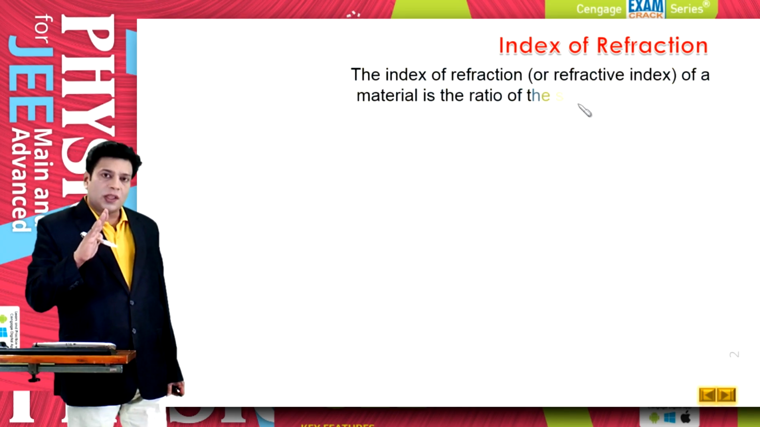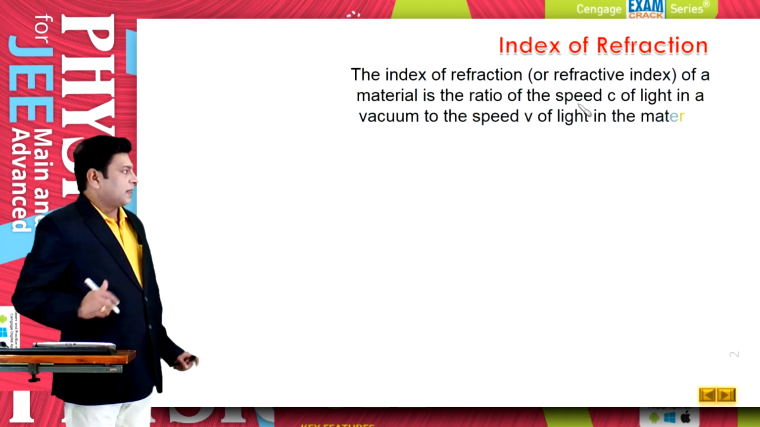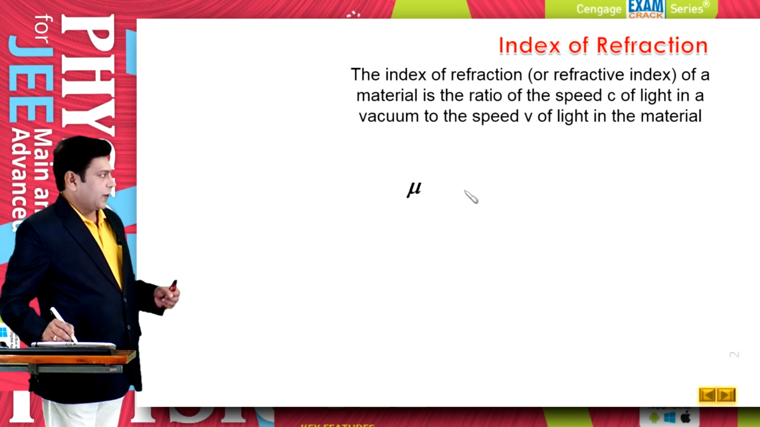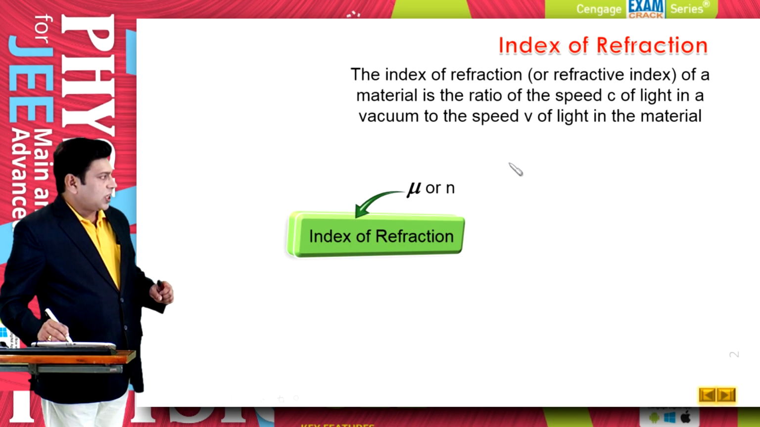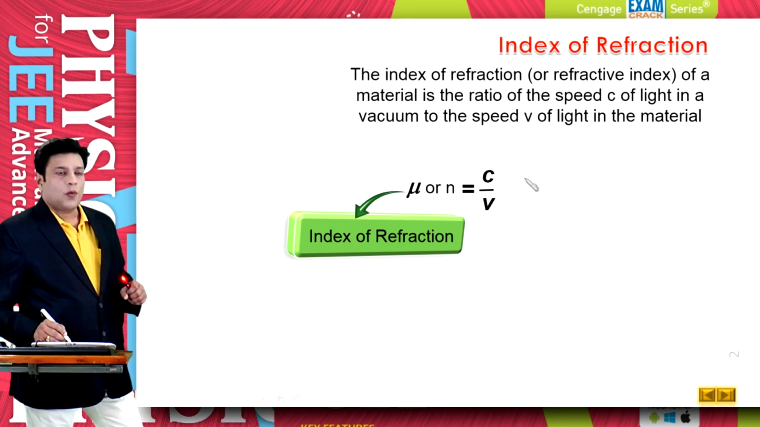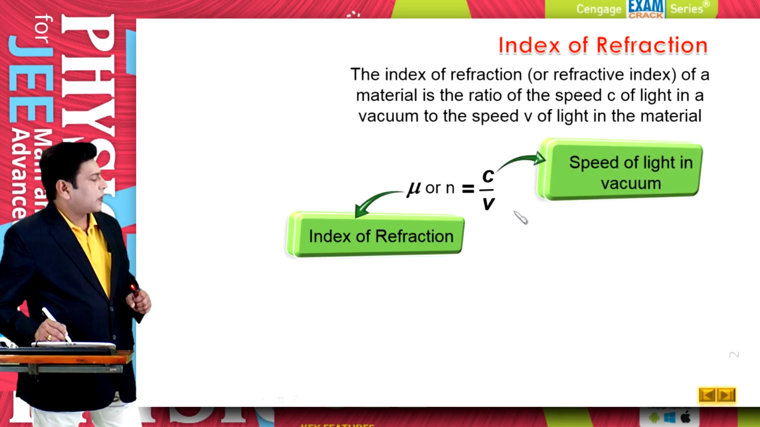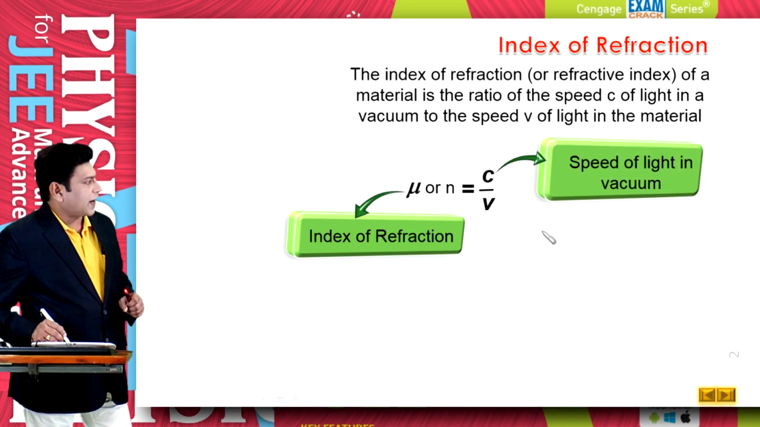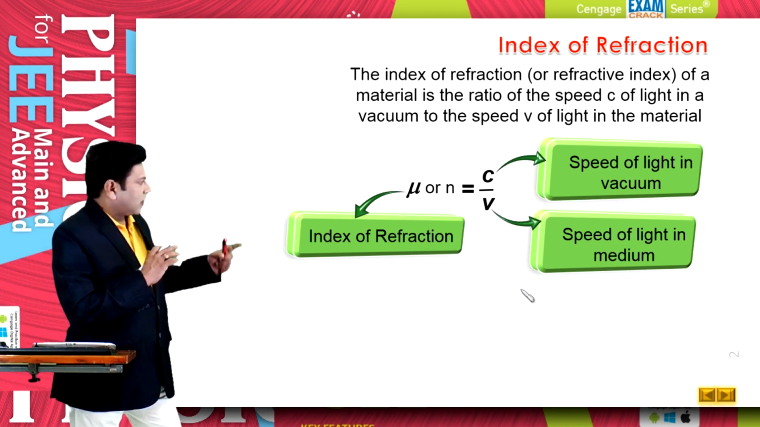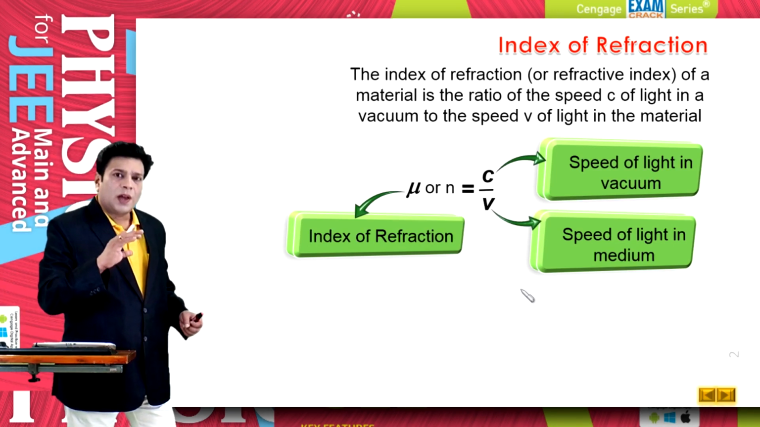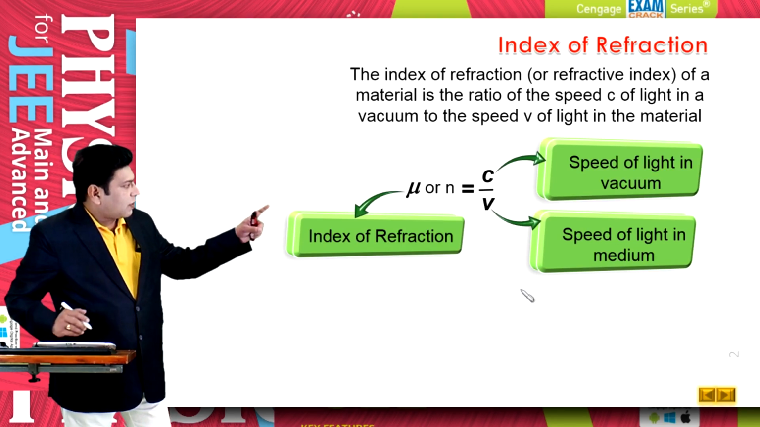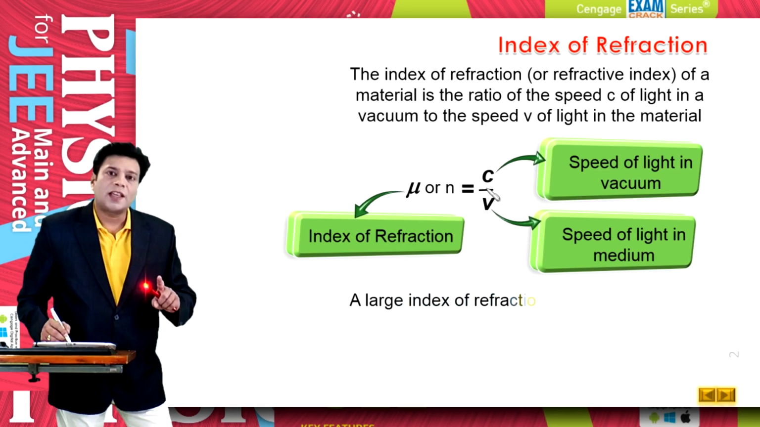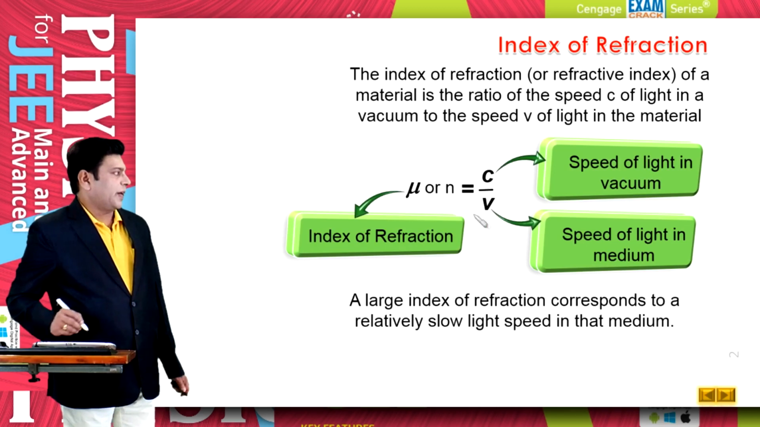We denote this property by the symbol mu or n. So we can write mu equals c divided by v, where c is the velocity of light in the vacuum and v is the velocity of light in the material medium. This mu gives an idea about the speed of light in the material medium. Greater the value of mu, lesser the speed of light in the material medium.